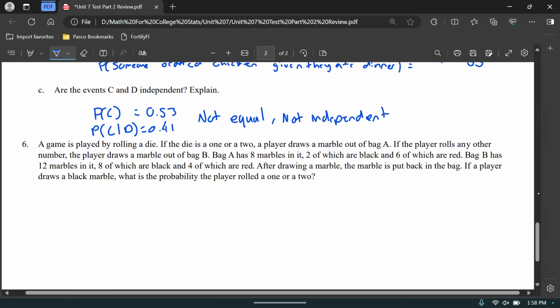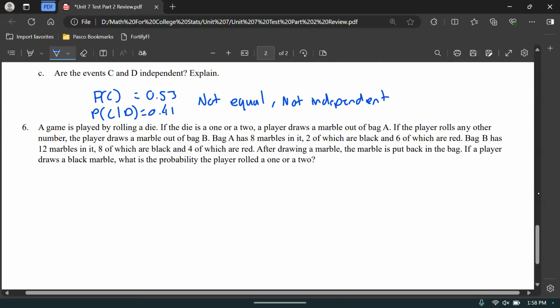All right, and then finally, number 6. A game is played by rolling a die. If the die is a 1 or a 2, a player draws a marble out of bag A. If the player rolls any other number, the player draws a marble out of bag B. Bag A has 8 marbles in it, 2 of which are black, 6 of which are red. Bag B has 12 marbles in it, 8 of which are black, 4 of which are red. After drawing a marble, the marble is put back in the bag. If a player draws a black marble, what is the probability the player rolled a 1 or a 2?